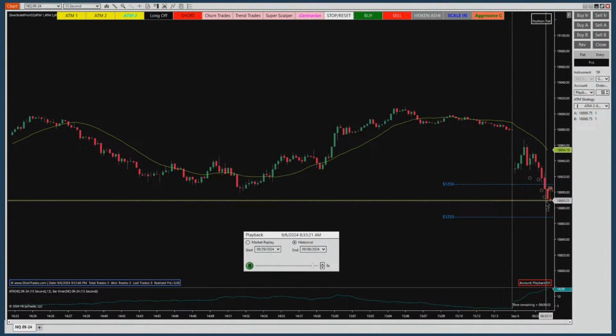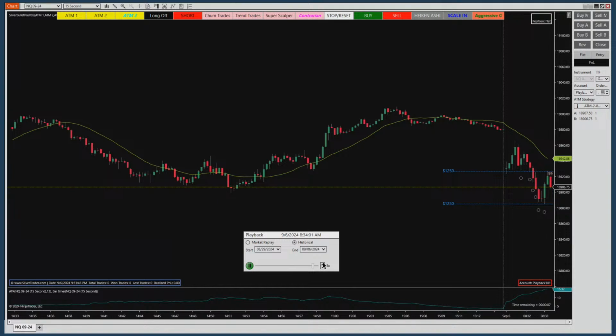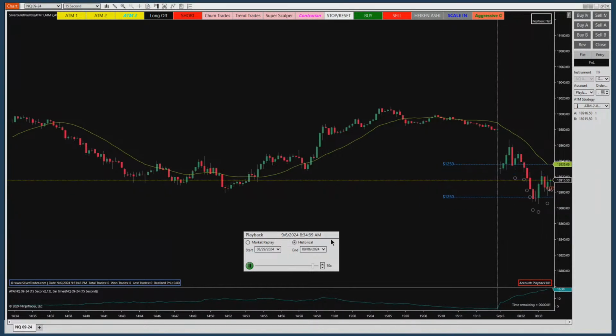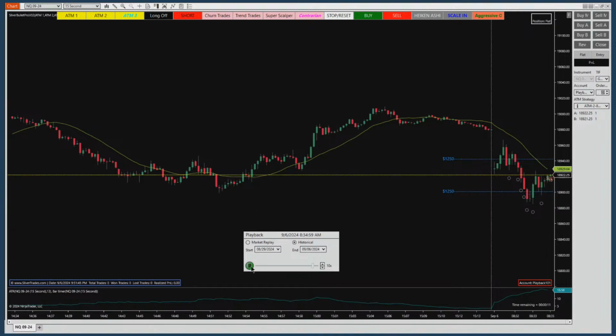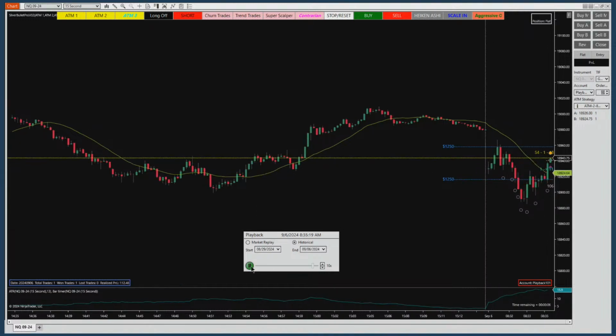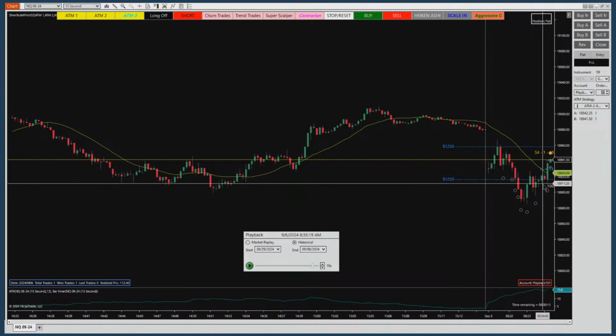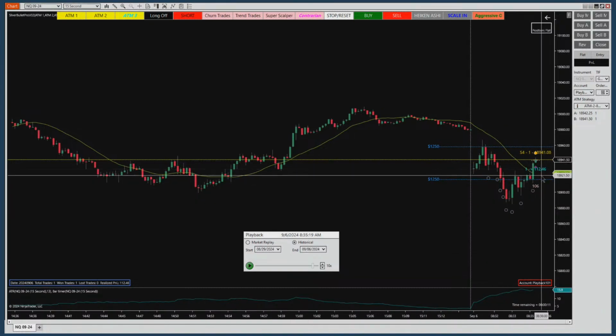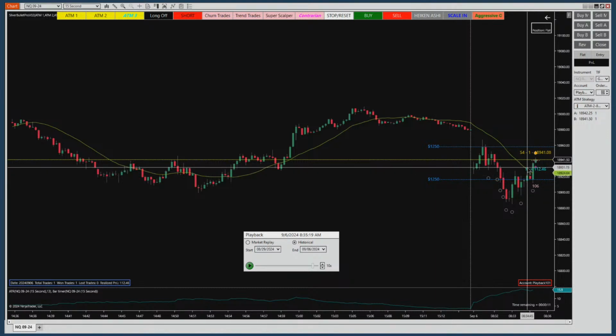It's not a pullback. It's like the market is going down and down, so it needs to have a good amount of pullback before it starts taking trades. I'm going to increase the speed and see. Okay, there was a trade, and immediately it got a fill, and we got profit also. So here I'm using ATM3.